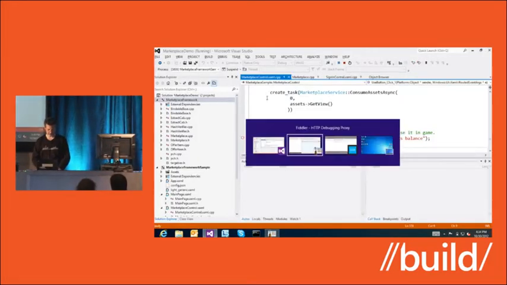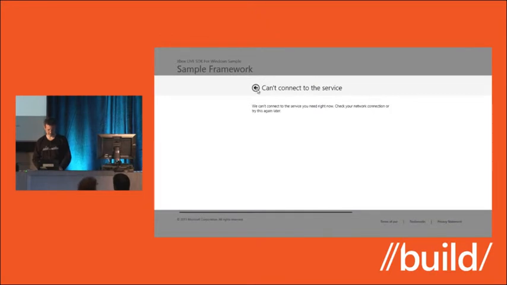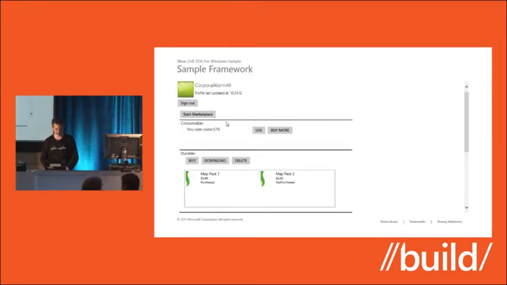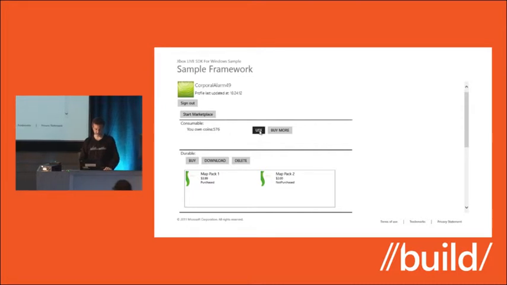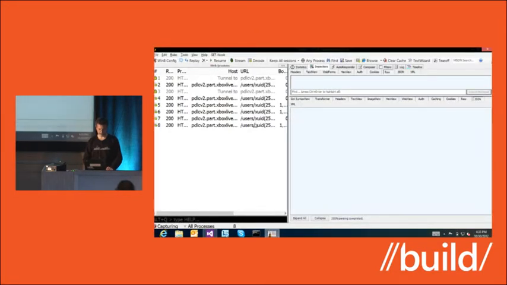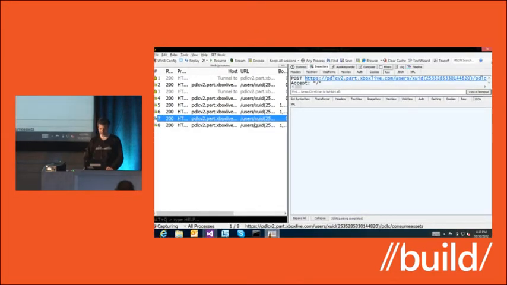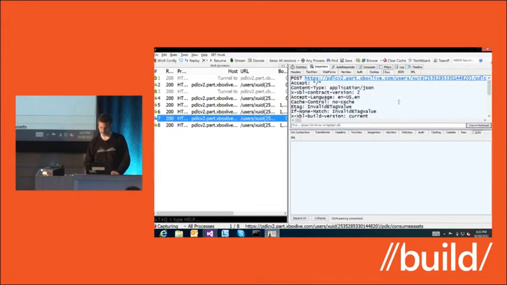And back to the game. Can't connect. Okay. So you can see up here we've got the consumable, so we're going to click Use. And again, in Fiddler, you can see we're first making the call out for the consumption.